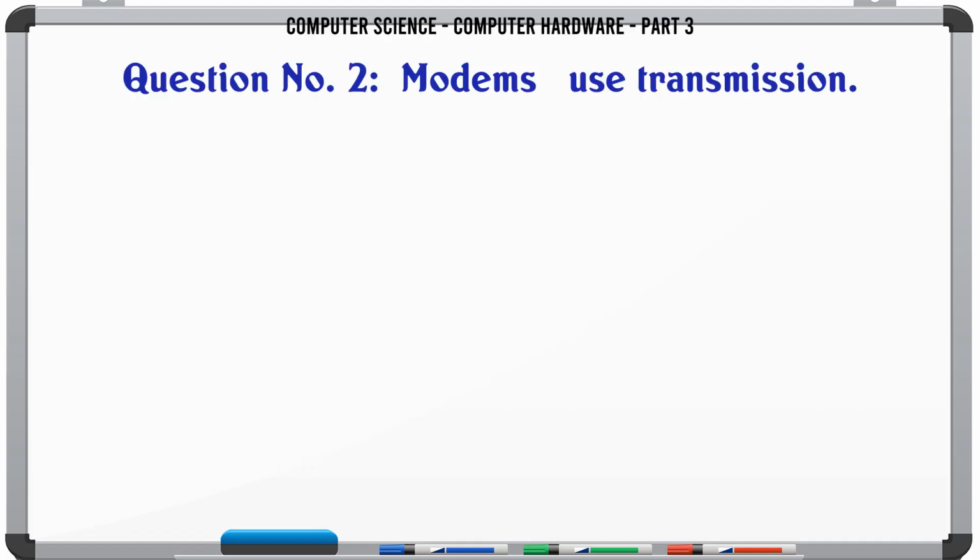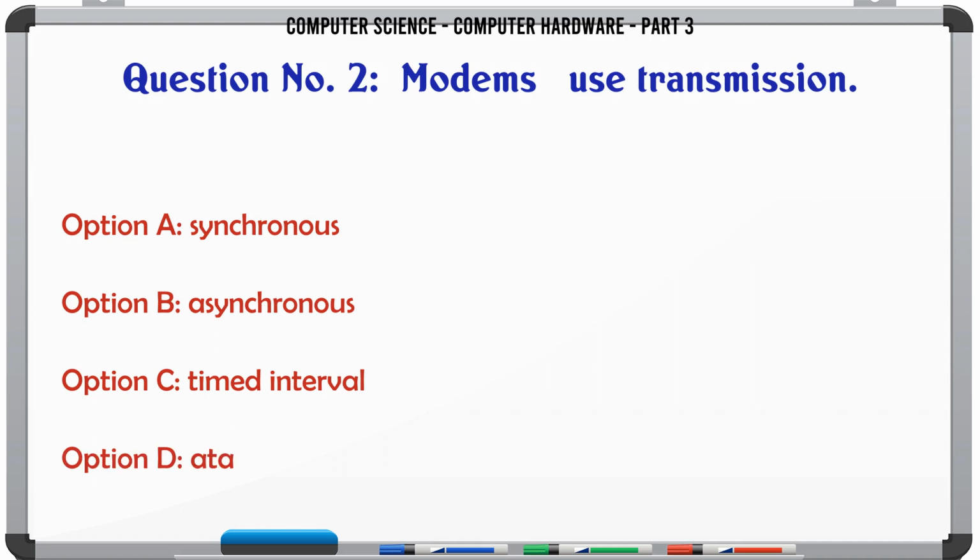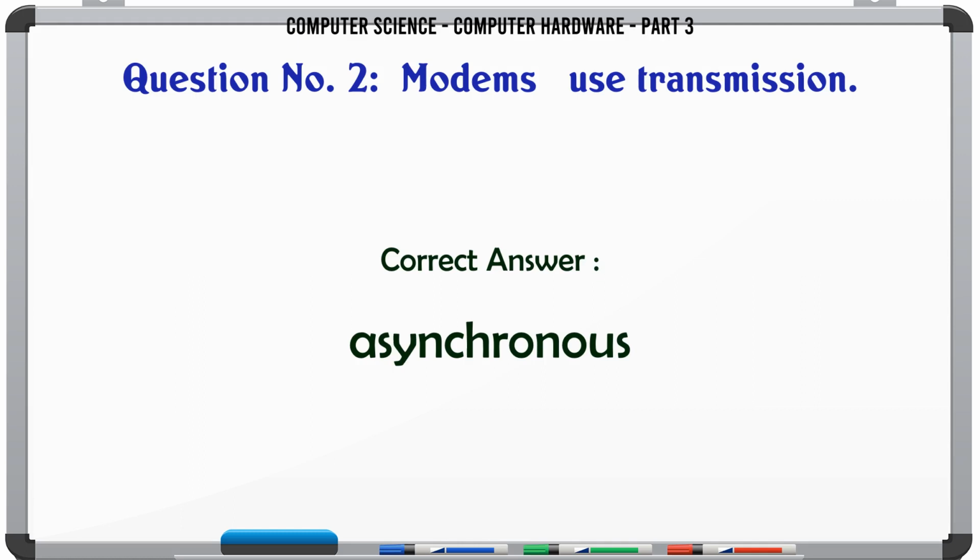Modems use transmission. A. Synchronous. B. Asynchronous. C. Timed interval. D. ATA. The correct answer is asynchronous.